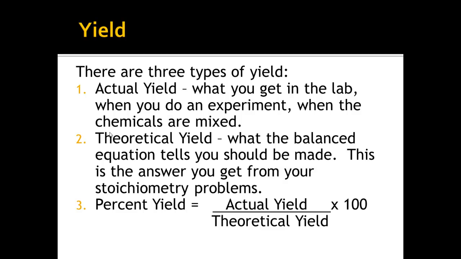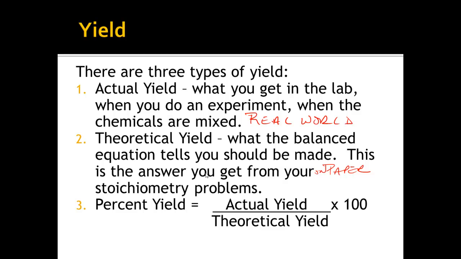Now, in reality, there are three types of yield. There's actual yield, theoretical yield, and then what we intend to calculate is percent yield. Okay, actual yield is essentially real world. So actual yield is, hey, we do the experiment and this is what we get in the real world. Theoretical yield is what we do on paper. In a perfect world, okay, I would get this much. So it's whatever the balanced equation tells you should be made. It's the answer that you get from your stoichiometry problems.